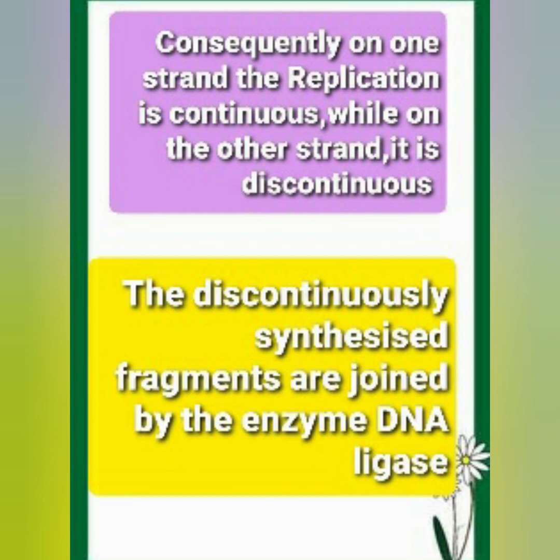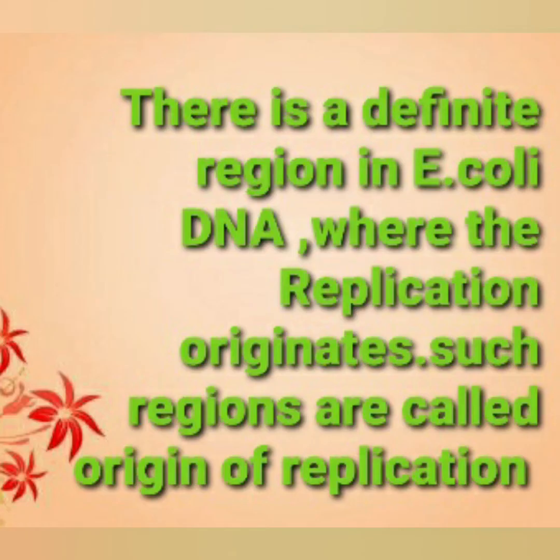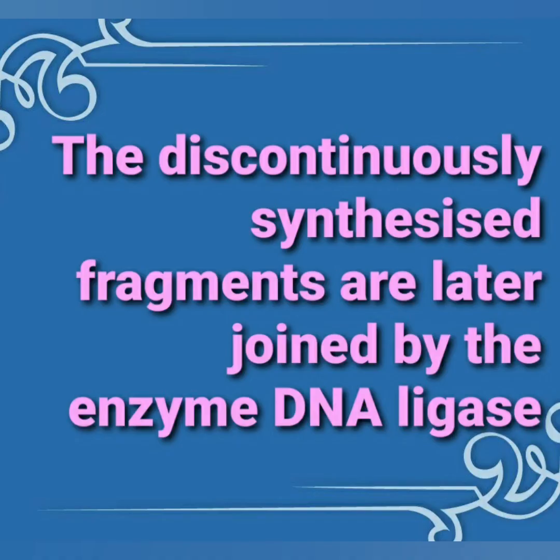Therefore, in one strand, the replication is continuous and in the other it is discontinuous, and the discontinuously synthesized fragments are joined by the enzyme DNA ligase. There is a definite region in Escherichia coli DNA where the replication originates, and such regions are called origin of replication. So the discontinuously synthesized fragments, commonly called Okazaki fragments, are later joined by the enzyme DNA ligase, as I mentioned earlier.